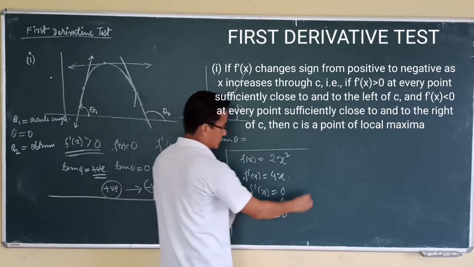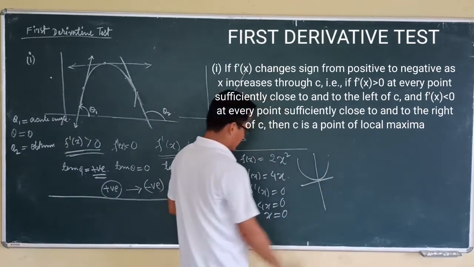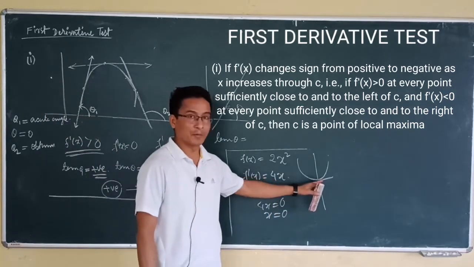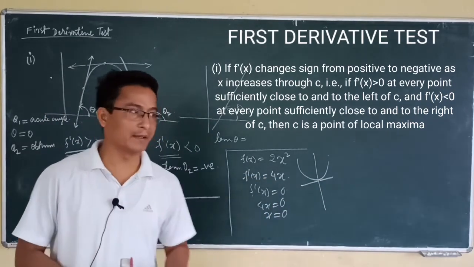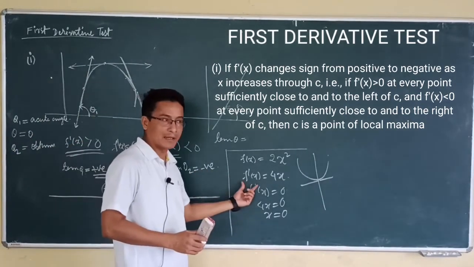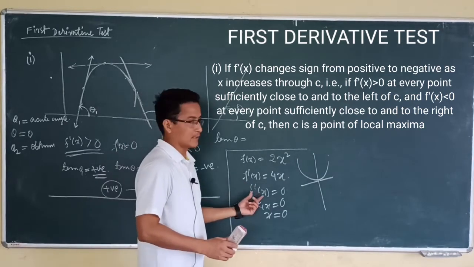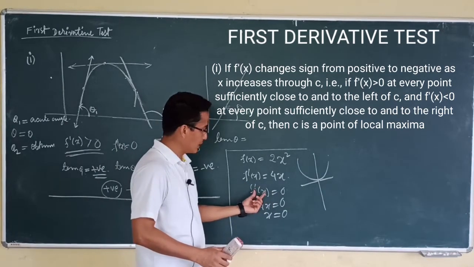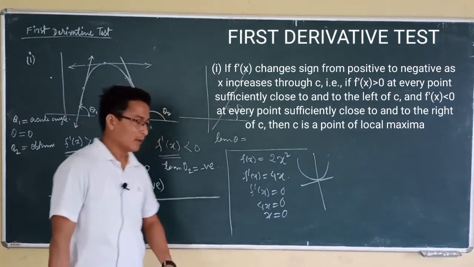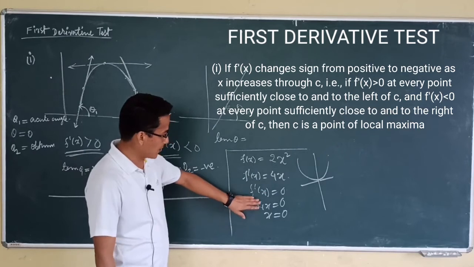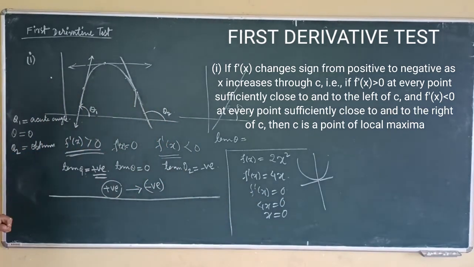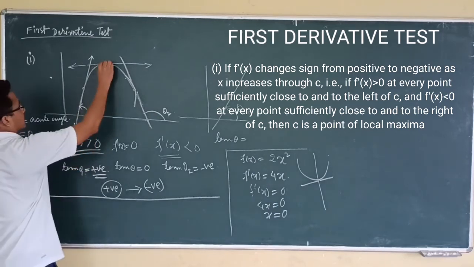You know that this is the graph of a parabola. So the critical point is x equal to 0. This is the 0. So how do we find the critical point? We differentiate one time and take f dash x equal to 0, and then you will get the value of x. So after setting f dash x equal to 0, you will get the critical point of a function. So this is our critical point.